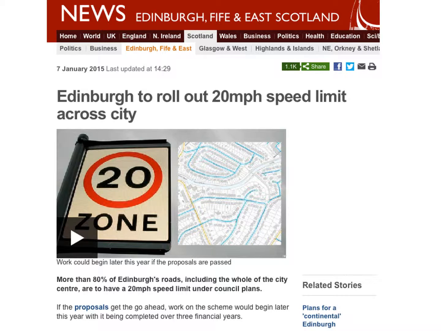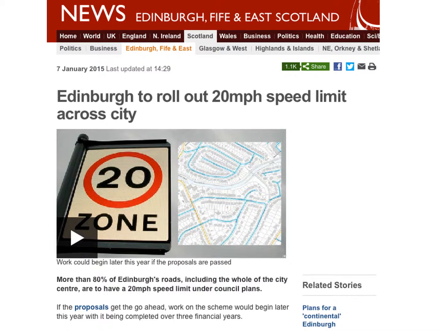Okay, so an example here of the scientific method as applied to a particular problem. This is a news story that was earlier in this year. The Edinburgh council or something like that wanted to change the speed limit across Edinburgh to 20 miles an hour. Okay, and it's not massive news. It made the Edinburgh, Fife and East section of the BBC News website.